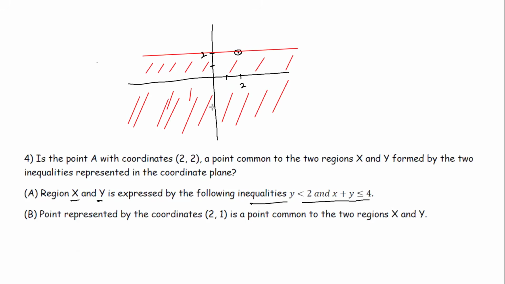Now the question is, is every point on this line also part of this region y lesser than 2? No. So therefore, it should be represented with a dotted line. A solid line indicates that every point on that line is a solution, which is incorrect for y lesser than 2. A solid line would indicate y lesser than or equal to 2. If it's y lesser than or equal to 2, then we have a solid line, right?